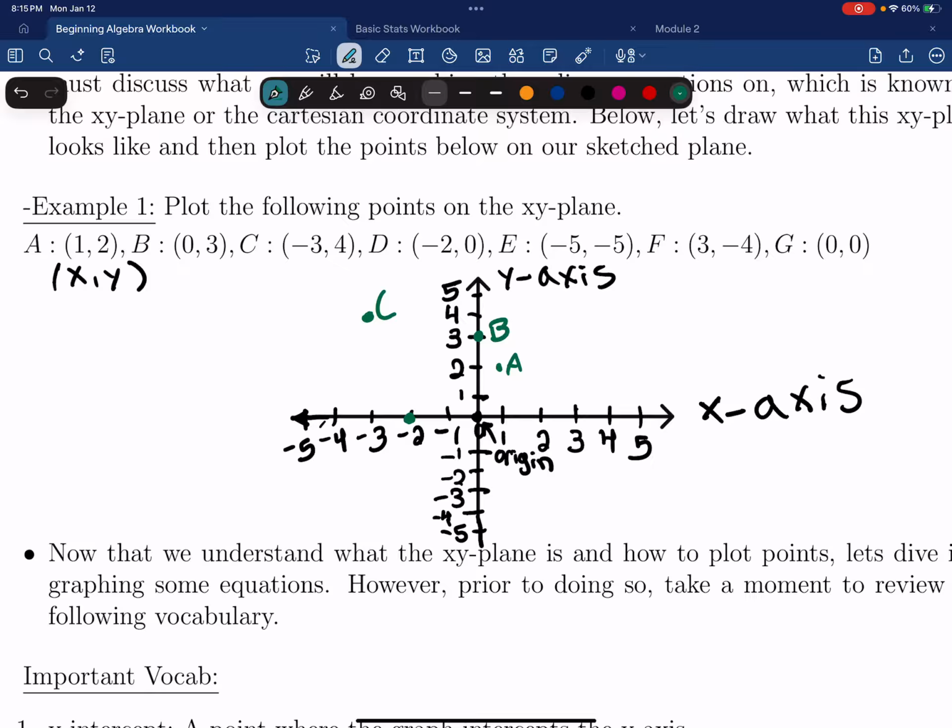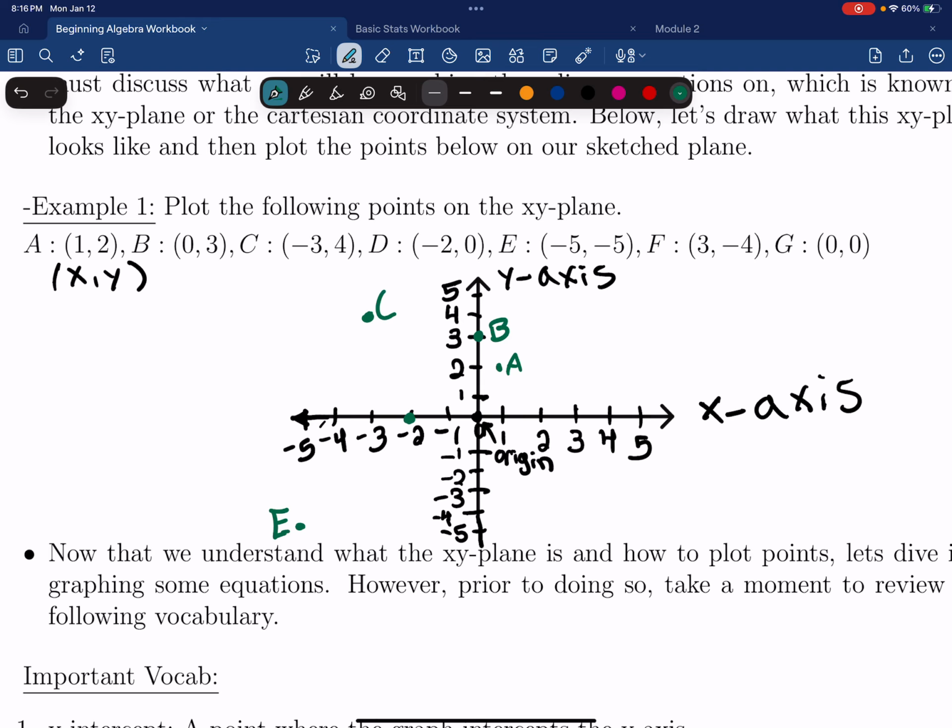I encourage you to pause the video for point E and see if you can plot that point. And assuming you have plotted point E, let's go through it together. So our x value is -5, so we're going to go left to -5. 1, 2, 3, 4, 5. And our y value is also -5, so we're going to go down 5 units in the y direction. So it's going to be 1, 2, 3, 4, 5, right about here. So point E is going to be right here.